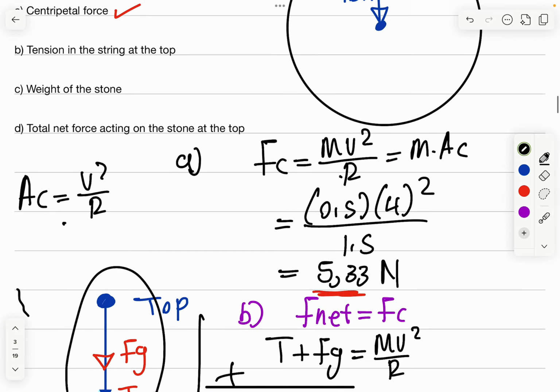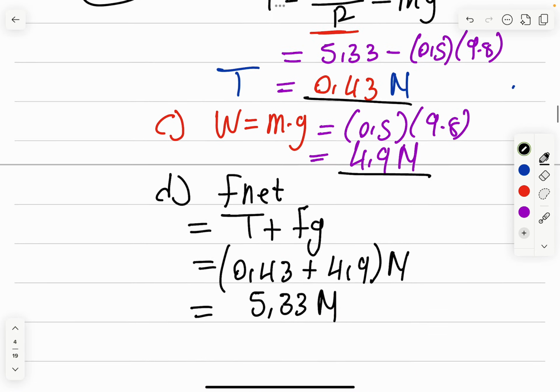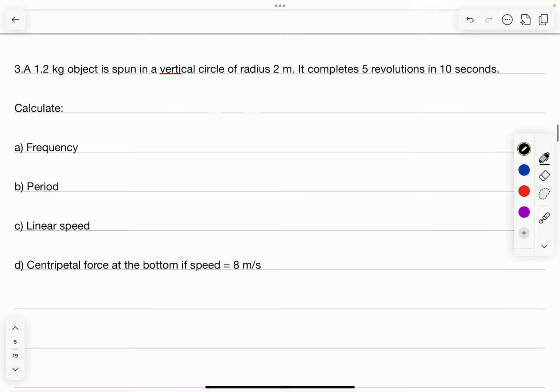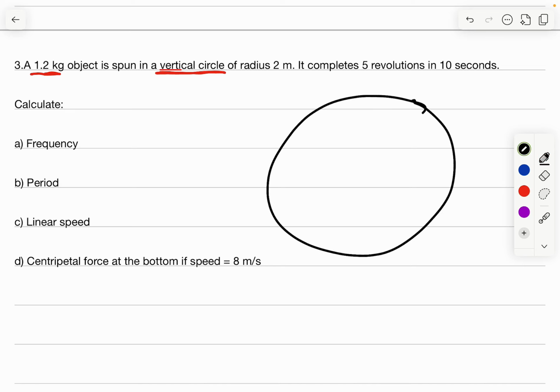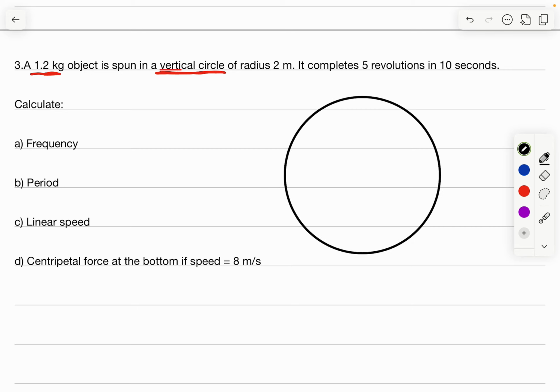So let's check another question. Oh, they're all complete. Let's check another question. Number 3. They're talking about a 1.2 kilogram object spinning in a vertical circle. Key point: vertical circle. Start by drawing your vertical circle before you start with everything. They say the radius of that circle is 2 meters. It completes 5 revolutions.